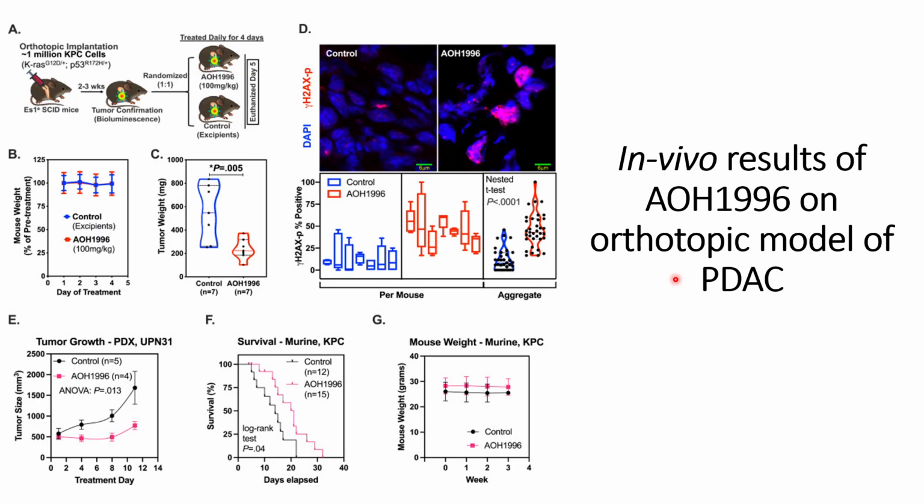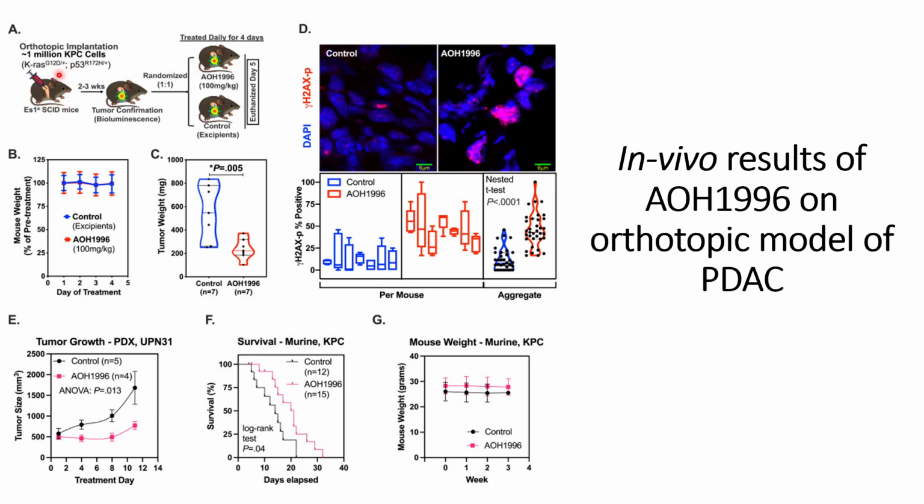The experimental overview is shown in panel A, where we can see that they took the mouse model, that is ES1E SCID mice, and then injected 1 million KPC cells, that is pancreatic cancer cells, that have KRAS G12D mutations and P53 R172H mutations.